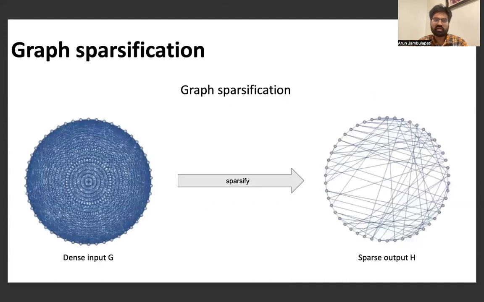Before I get started, I'll talk about graph sparsification. So what is graph sparsification? Here we have a dense input graph G, and our goal is to compute a sparse output H, which preserves useful structural properties about the input graph.